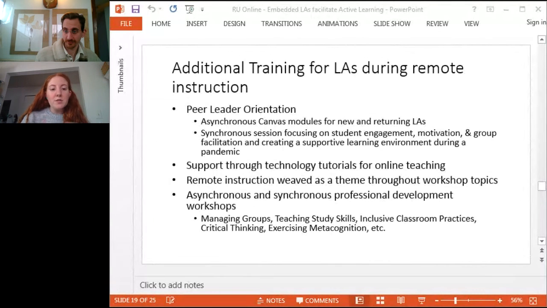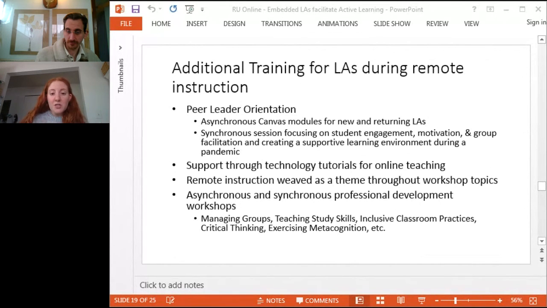So for the semester that an LA is first hired to work during the academic year, whether they're new or returning, they all participate in an initial training. And again, most trainings that we've had up until a pandemic have been in person with some online components. And since this past fall, we've been able to transform our peer leader training program, which I oversee and facilitate, to be completely online and to, again, have both asynchronous and synchronous portions.